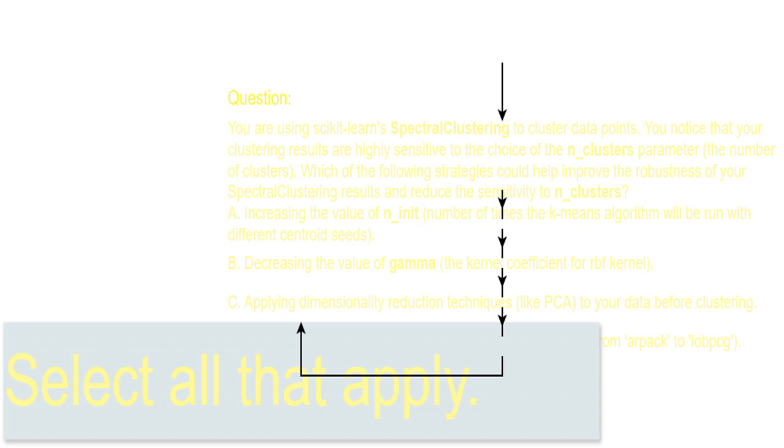Changing the eigen_solver, the method used to find eigenvectors, mainly affects how quickly the algorithm runs, not how sensitive it is to the initial choice of the number of clusters. The solver is more like the engine of the car. It's important for speed, but doesn't directly influence the destination. This means more than one of the approaches could help make the clustering more stable and less sensitive to the number of clusters you've selected.